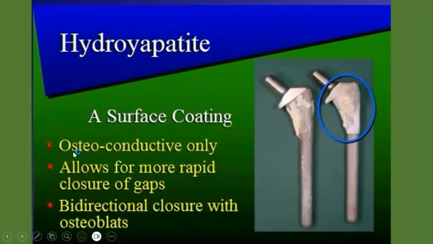And surface coating, such as hydroxyapatite, you cannot use as a form of fixation. Nowadays, we're using hydroxyapatite on pores. It encourages bone growth. On coated stems, the attachment of hydroxyapatite to the stem is weak and it can shear off with time.